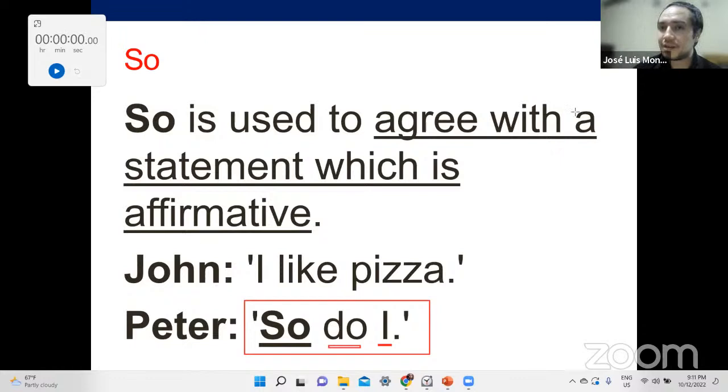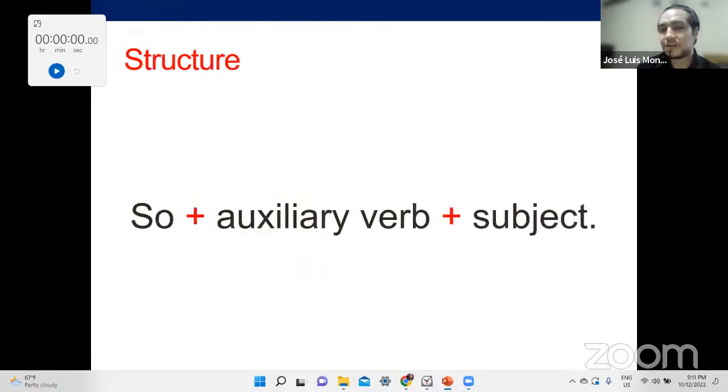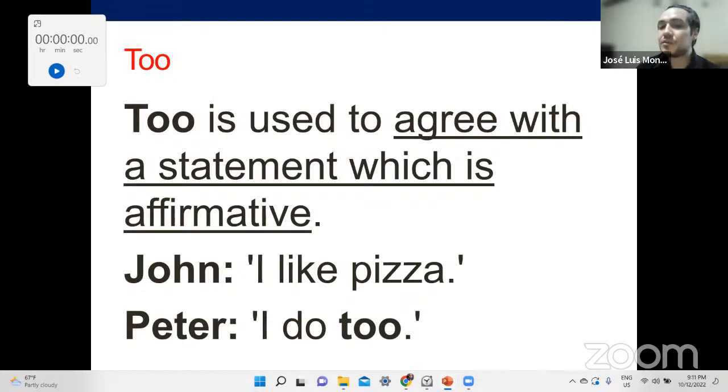So that's the first one. And the second one is just as easy. This is the structure: so plus the auxiliary verb plus the subject. Too is exactly the same, just in normal order, using again only the auxiliary. Me too is valid, but it's informal. The formal way of me too is this one: I do too, I am too, I have too, I will too, and so on. The idea is the same.